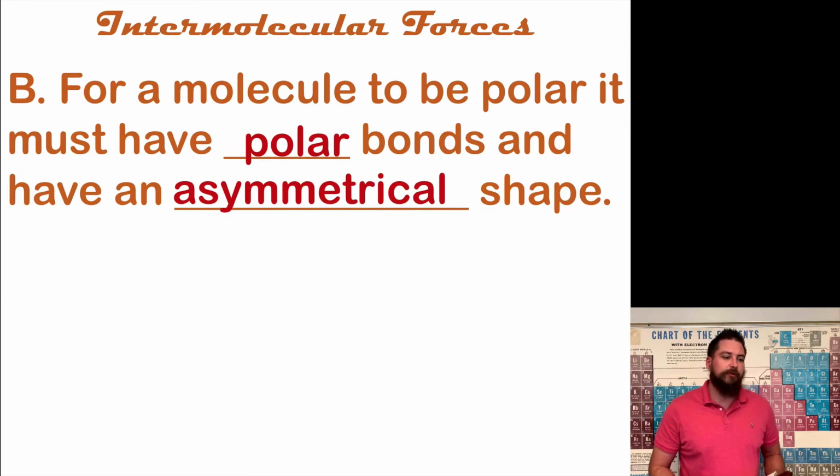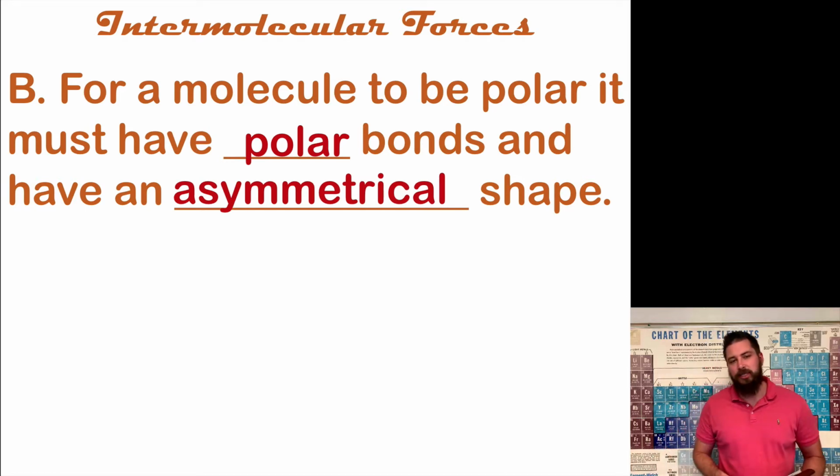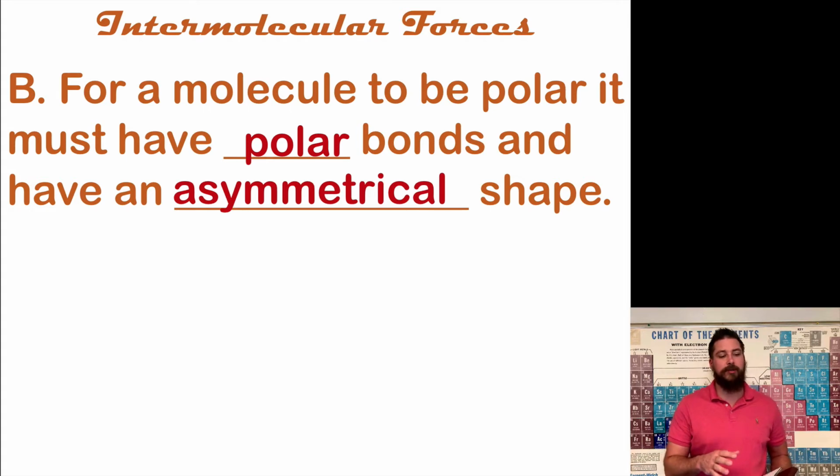Now, for a molecule to be polar, there are two things that need to happen. It needs to have polar bonds. We talked about how to determine that. And it needs to have an asymmetrical shape. We're going to talk about what that means in a moment. But essentially, it's got to be a shape that allows for the dipoles to create an overall dipole. You can have a situation where a molecule has polar bonds, but the dipoles cancel each other out to where the molecule itself is not polar.